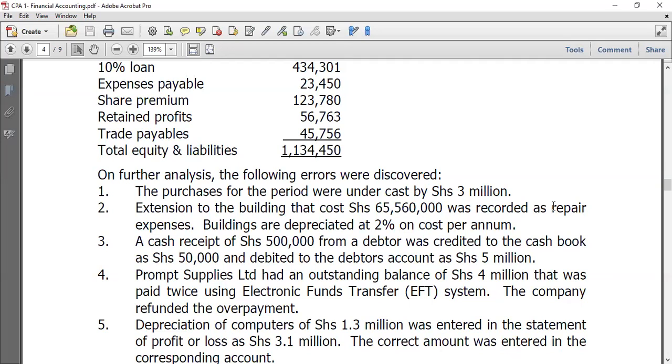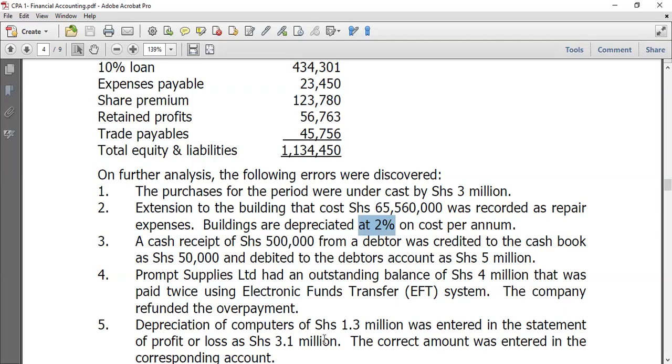Because when we are depreciating our assets, we go to the, let's say, the buildings account and get the value and then depreciate it. So if it was erroneously recorded in the repairs and expenses account, it means that it was also not depreciated, okay? So what we also have to do is depreciate this building that we have now put under our buildings account. And they have gone ahead to give us the depreciation, which is 2% cost per annum.